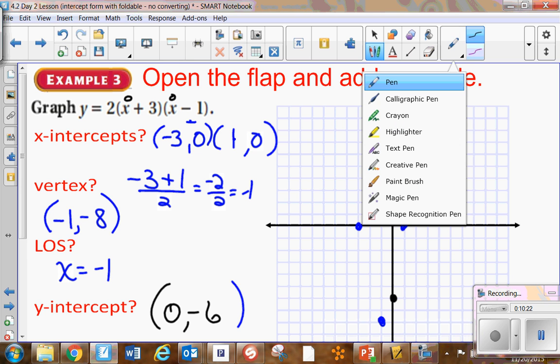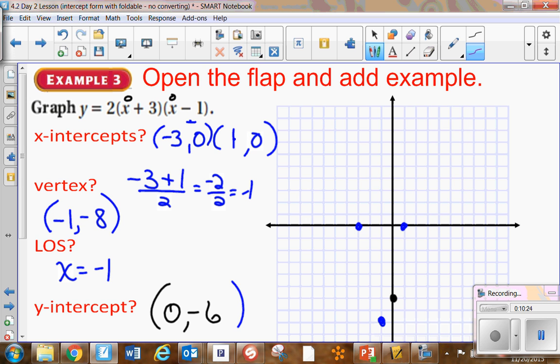Because we know that our line of symmetry is going to go right here. So I can get the other side of this one to make it look kind of neat. There we go.